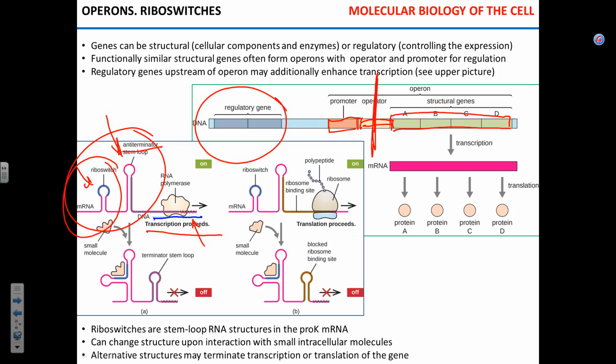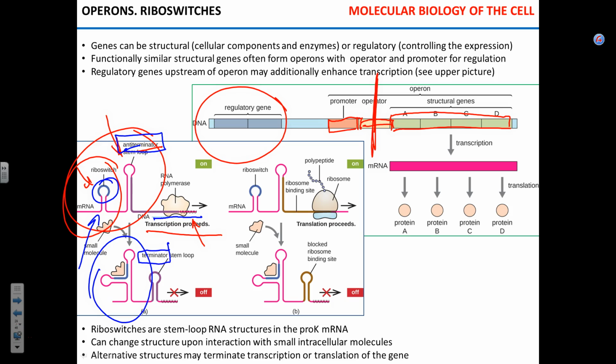If a small molecule, some kind of organic molecule, for example, binds to the riboswitch, that loop structure in the riboswitch, the mRNA shape changes. You see that? And that converts the anti-terminator loop into the terminator loop.